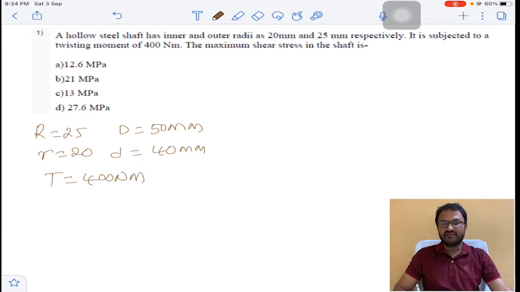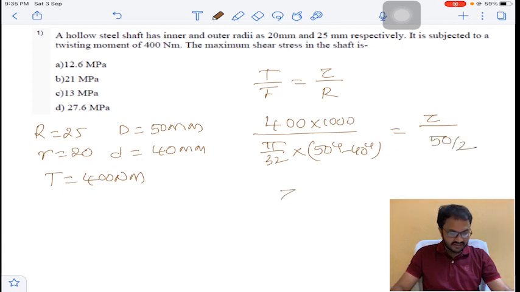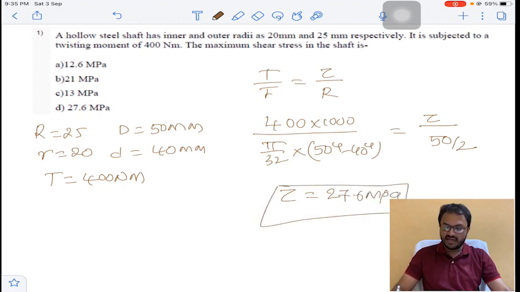Maximum shear stress in the shaft is, and we know the formula, T by J is equal to tau by R. So T is 400. I am converting Newton meter into Newton mm, that is into 1000. J is equal to pi by 32 d power 4, so that is external diameter power 4 minus internal diameter power 4. That is equal to tau divided by R, where R is equal to d by 2, that is external diameter by 2. So it is 50 by 2. So you will get tau is equal to 27.6 MPa. So answer D for question number 1.